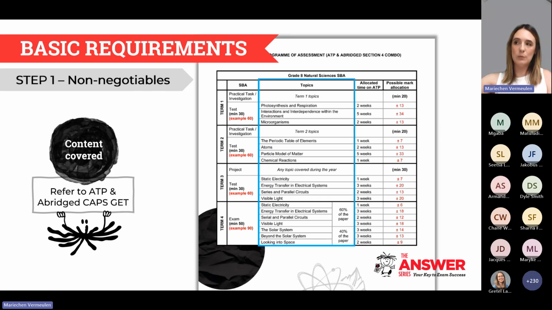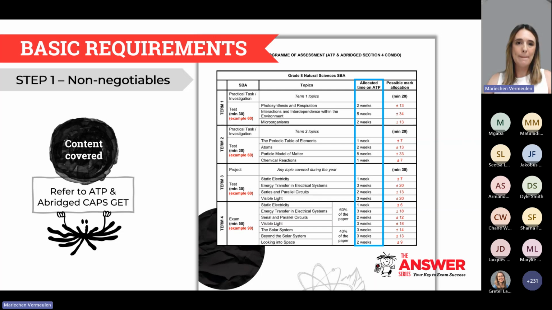In term 2, those are the topics for the test. And then the exam at the bottom there in term 3, you'll see covers both term 3 and term 4 content, with a difference in the percentage that they should weigh within the paper. It also shows you the minimum mark allocation according to the policy documents, and then very importantly, the time that should be, according to the ATP, allotted to each of these topics. And that's quite an important column when it comes to calculating how many marks you're going to ask for each of these topics.